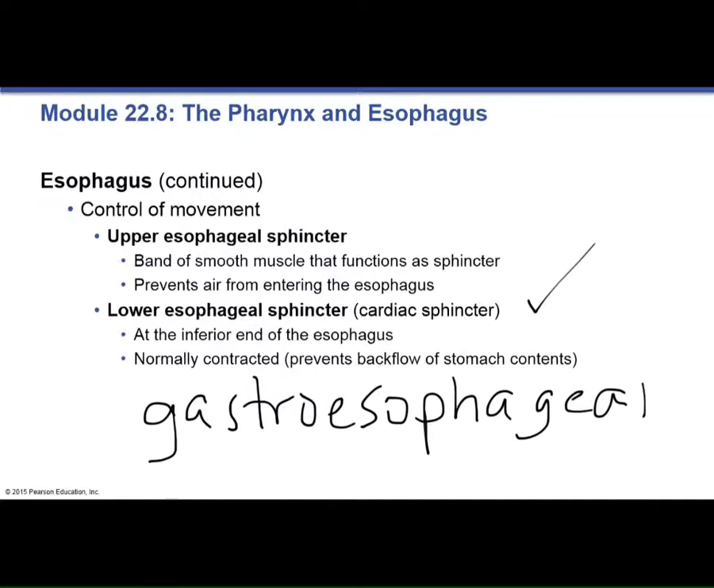There is also an upper esophageal sphincter that I never introduced before. This is the band of smooth muscle that prevents air from entering into the esophagus. So you know there's the epiglottis, and the epiglottis prevents food from going down the glottis and the larynx. Likewise, there's this band of smooth muscle that prevents air from going down into the esophagus. That is the upper esophageal sphincter.